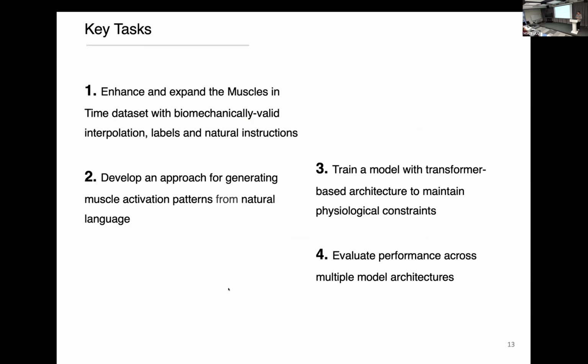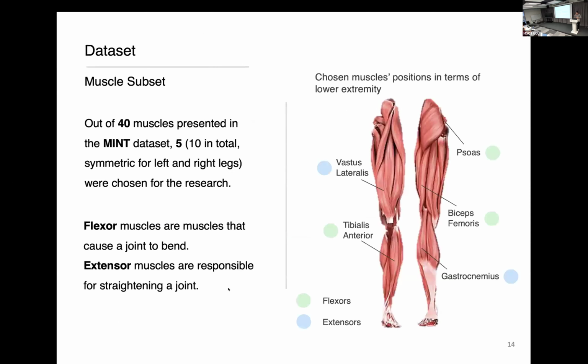So our key tasks are to enhance and expand the MuscleS in Time dataset and develop an approach for generating these activation patterns, train the model, and actually evaluate its performance.